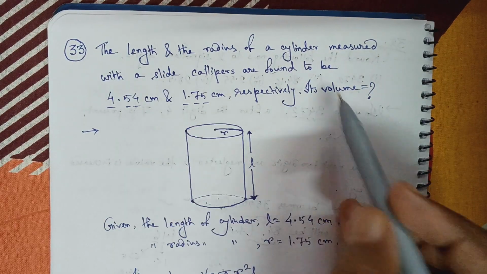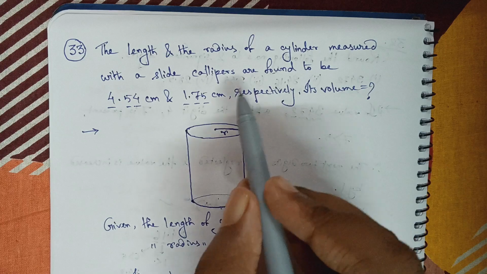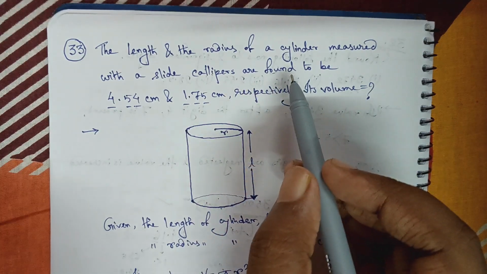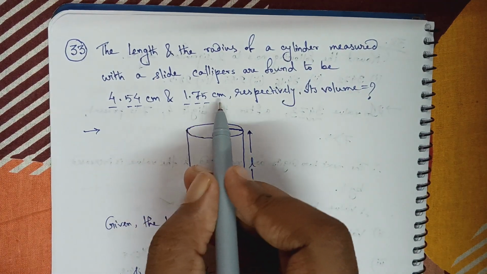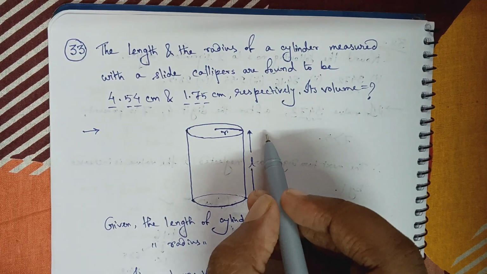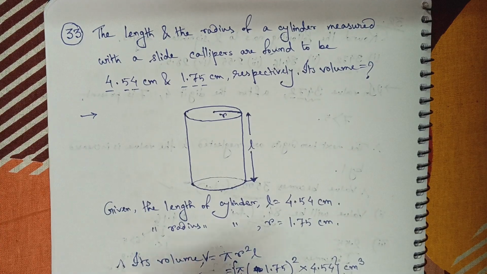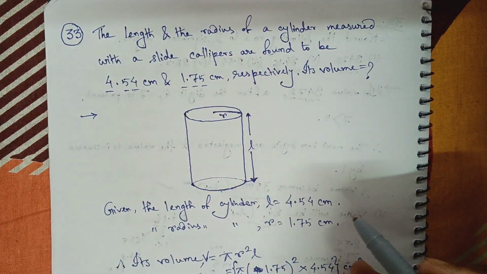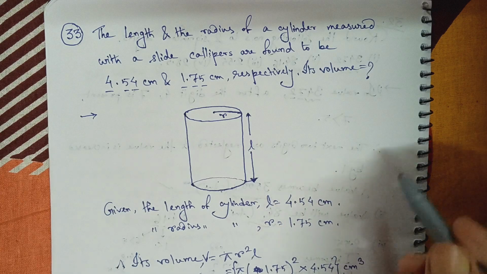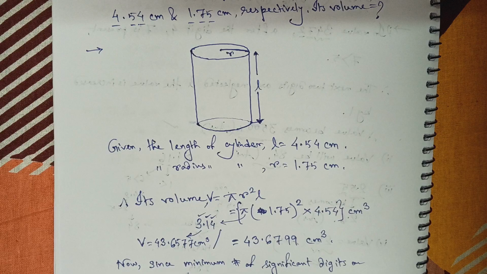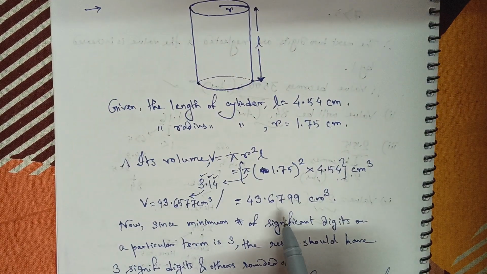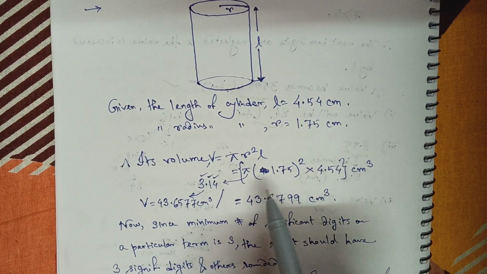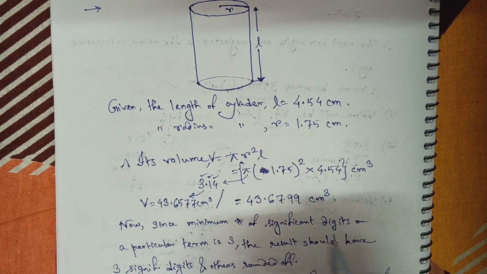Question number 33 says the length and radius of a cylinder with slide calipers are measured and found to be 4.54 cm and 1.75 centimeter respectively. We are asked to find its volume. Given its length L is equal to 4.54 centimeter and radius R is equal to 1.75 centimeter. We know a cylinder's volume V is equal to pi R square L. So calculating, we get V is equal to 43.6799 cm cube, and if we take pi is equal to 3.14, we get 43.6577.